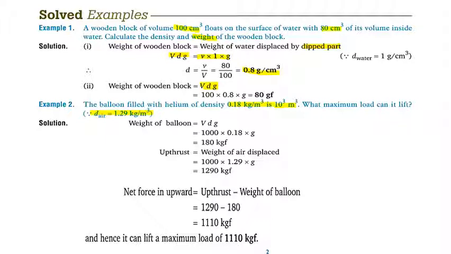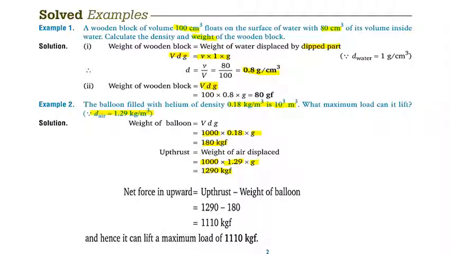Now what is the weight of the volume? The weight of the volume will be volume into density into gravity. This is the weight of the balloon. What will be the upthrust? The upthrust will be the weight of the air displaced. Now how much air will be displaced? The air will be displaced by the volume of the balloon, that is volume of balloon into the density of air, because we are seeing the air displaced, into gravity, that is equal to 1290 kg.